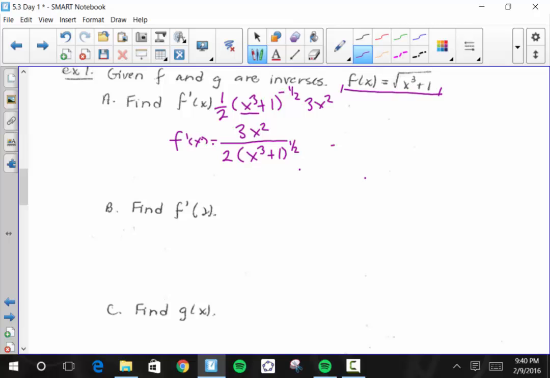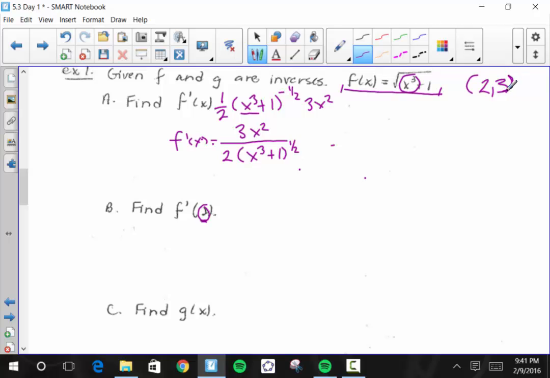And then it says find f prime of 2. Okay, we're going to find this f prime of 2. Now I want you to think about something. For finding f prime of 2, you plug 2 into this function right here. When you plug 2 into that function, you get 8 right here plus 1, and you take the square root of that, you get a 3 here, right?